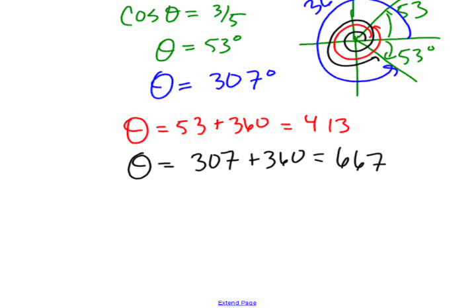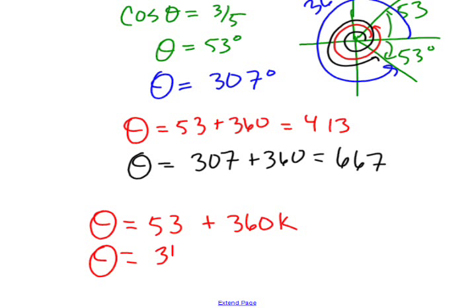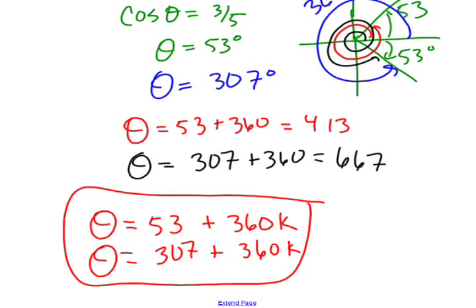And as you can see, we can keep going round and round in circles. So what we do for all solutions is we write theta equals the 53 degrees plus 360 times k. That's half of them. And then the other half is going to be the 307 degrees plus 360 times k. And that k can be any integer, so we can keep going around the circle a number of times.